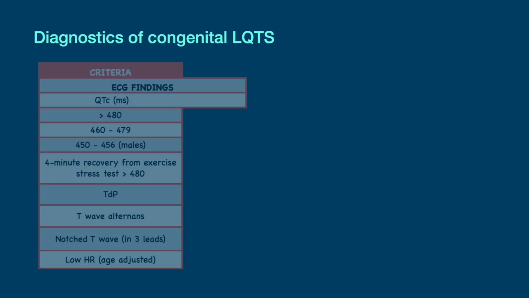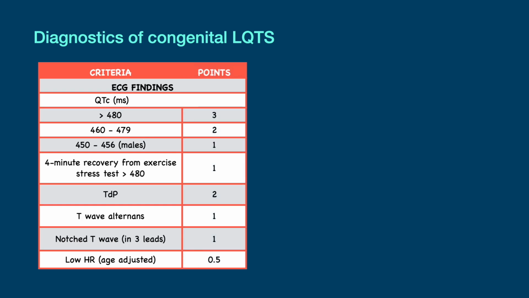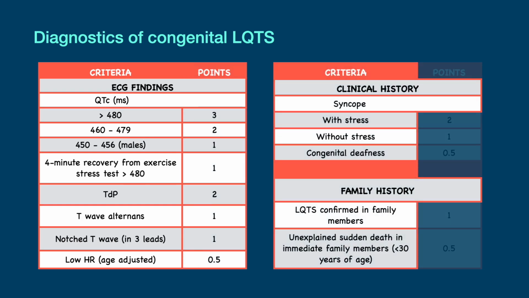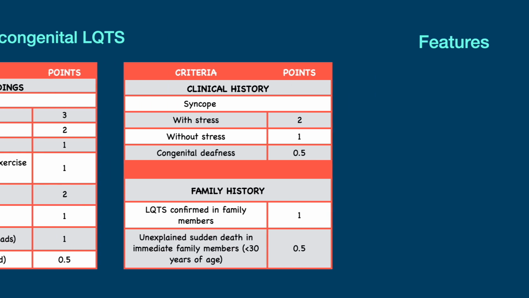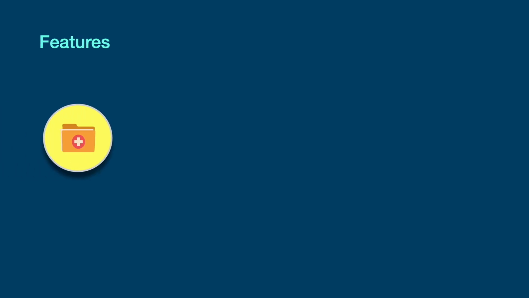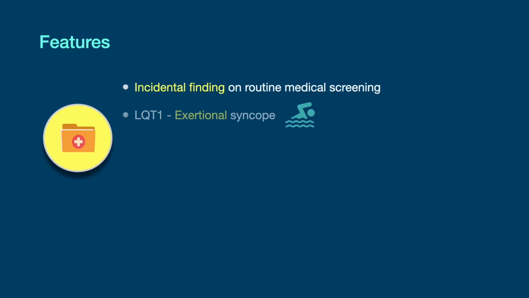This is the diagnostic criteria for congenital long QT syndrome. The domains which are looked at are the ECG findings, clinical history, and family history. This condition can be incidentally picked up on routine ECG or following family screening.